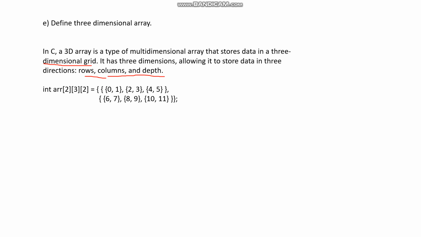I wrote one simple example: integer array of 2, 3, and 2. Here the 2 stands for two rows. If we have this, we have two rows. This is the first row and this is the second row.